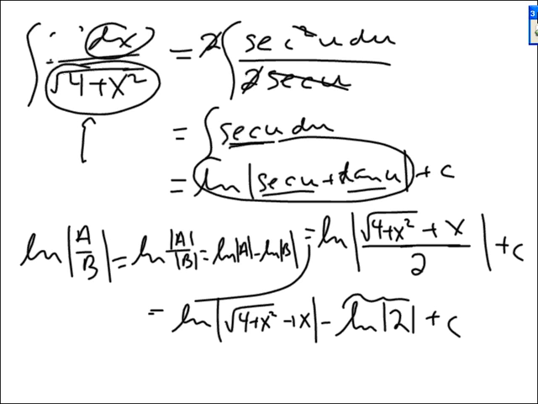But ln of 2 is a real number. It's a constant. Type it in your calculator. You'll get an exact number, well, you'll get an approximation to the exact number for ln of 2. And when you add c, well, you get a constant. When you add two constants, you get a constant.